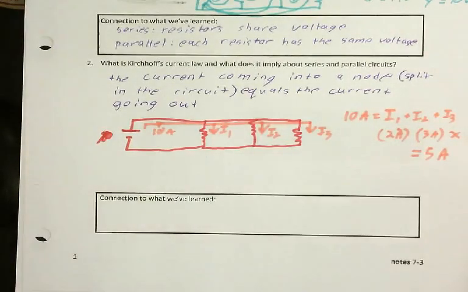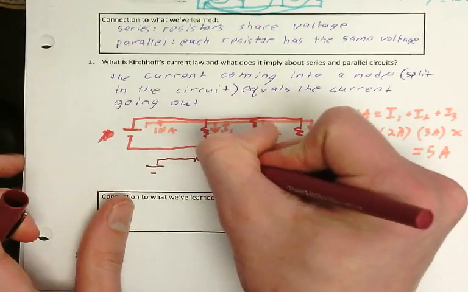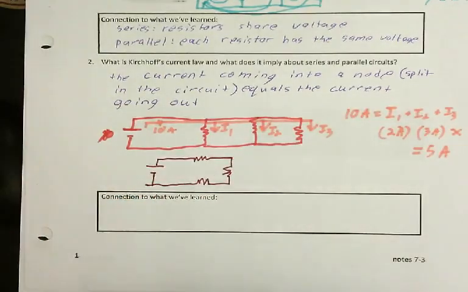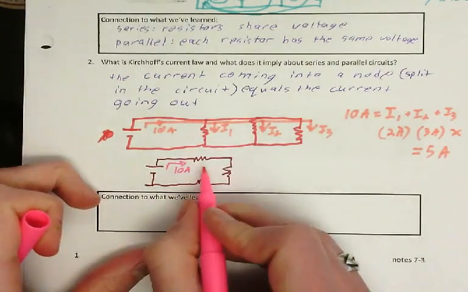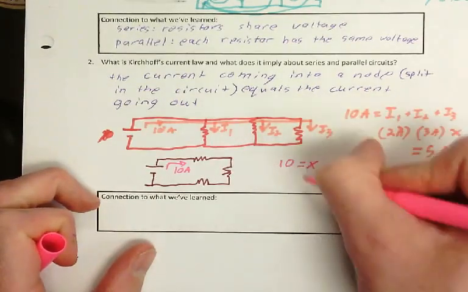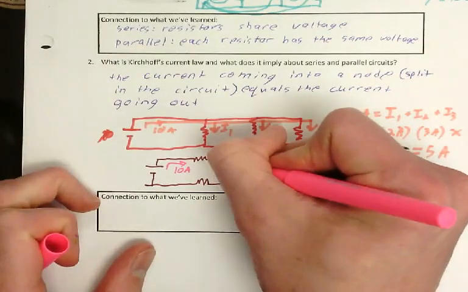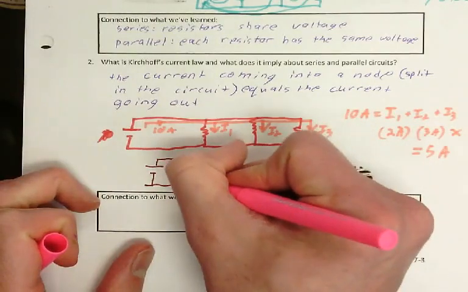Let's look at a series one and see if a series one is going to do the same thing or not. So if we're looking at a series circuit, the current coming out of the battery is 10 amps. Okay, it goes through this first one. It doesn't split, so the current coming in is 10, and the current coming out is 10. It doesn't split, so the current coming in is 10. The current going out is 10. You get the idea. It's 10 all the way around.